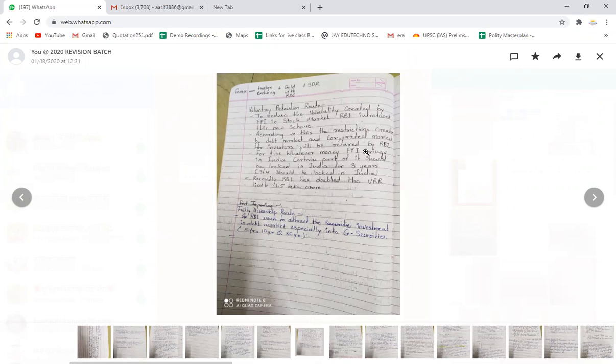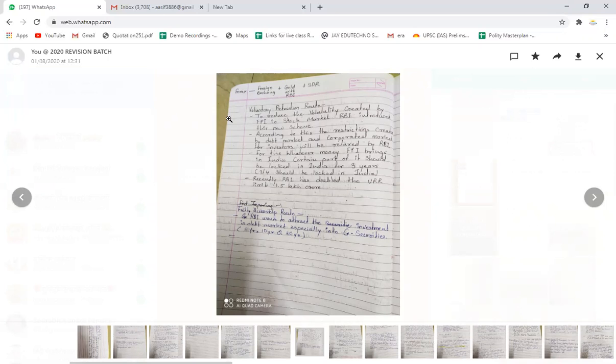As per the government rule, whatever FPI is coming to India has to be locked in India. The minimum lock-in period is 3 years. Recently, RBI has doubled the VRR limit to 1.5 lakh crore. So as per the VRR, that 1.5 lakh crore they have to keep in the Indian market. That is what is mentioned here.